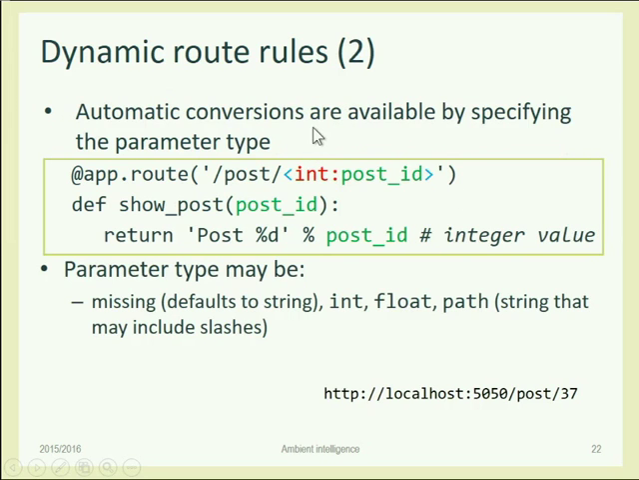There is a bit more. If you want, these parameters can also be restricted. For example, you can specify that you only want an integer value and not a string in this parameter. So you may request a string or an integer or a floating point value or in general a path. Flask will validate the value for you and will call your function only if the value is correct. Otherwise, it will say 404 invalid page.